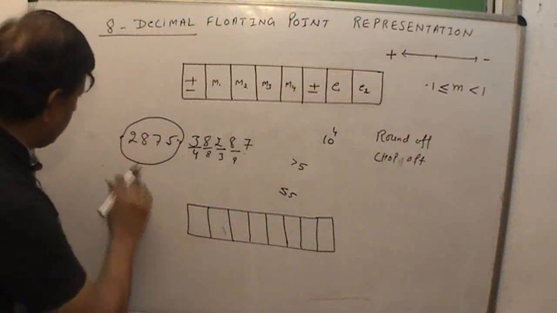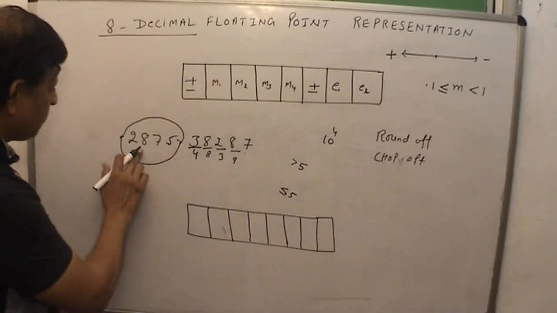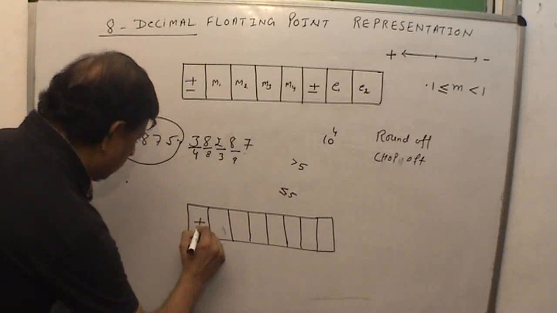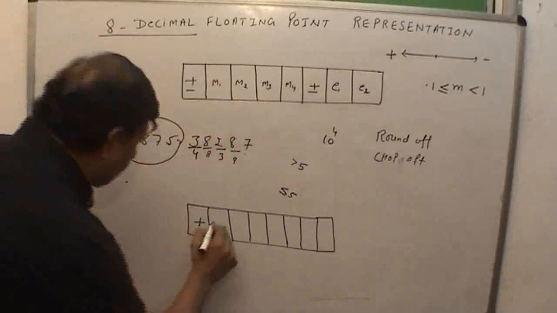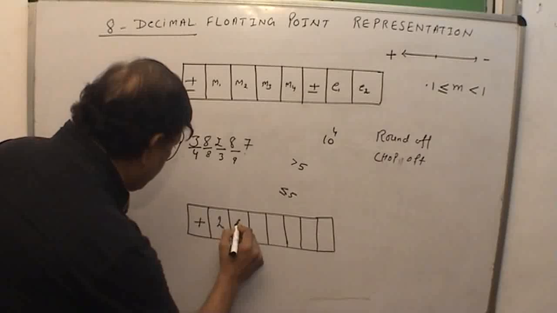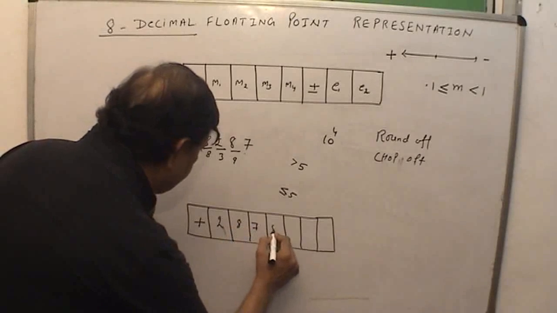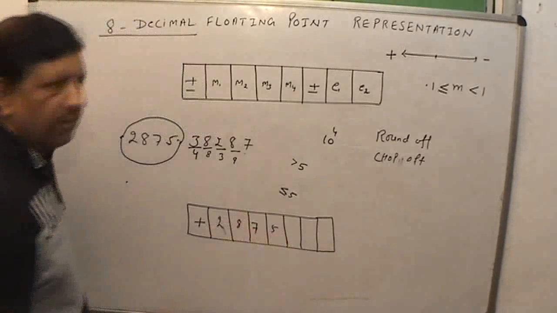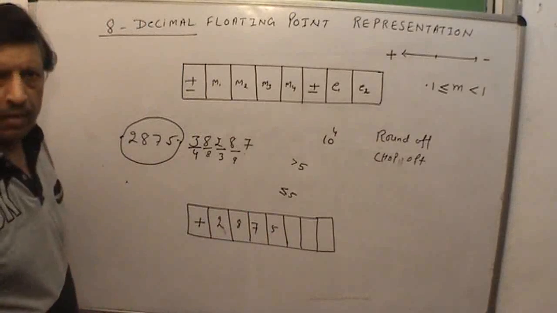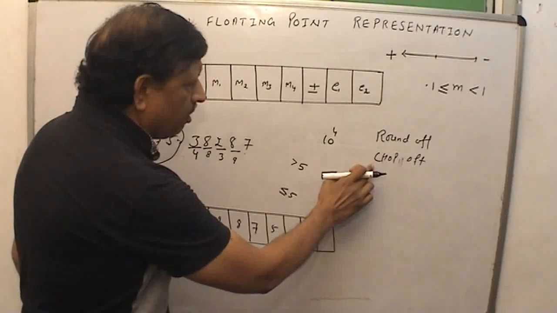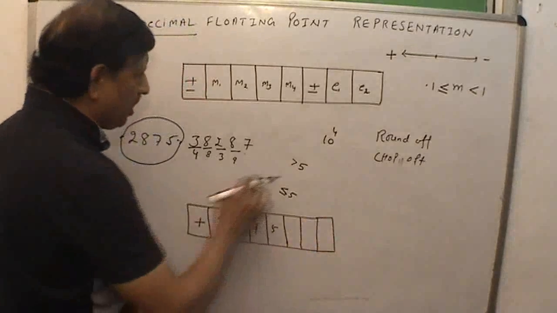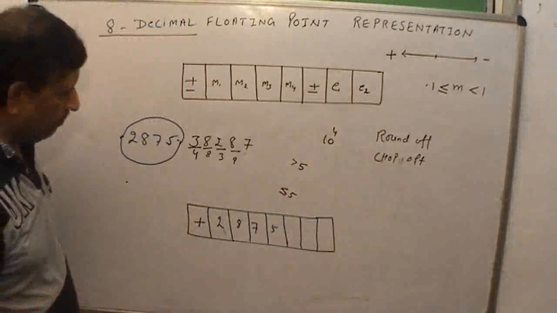So how do we write it? First of all, its sign is plus. After that, 4 places for mantissa: 2, 8, 7 and 5. Where have the others gone? Others are dissolved either in this method or in this method. Here we are following the round off method.